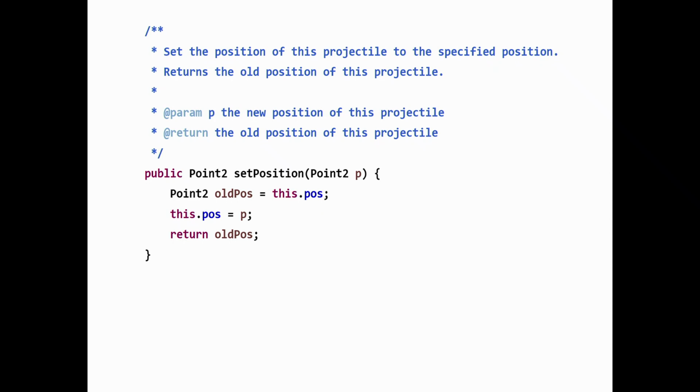Okay, this one lets the user change the position of the projectile. So you pass in a new point, indicating the new position of the projectile, and then it returns the previous position of the projectile. So the current position is just this dot POS. Now change the current position, so this dot POS equals P, and then return the old position.